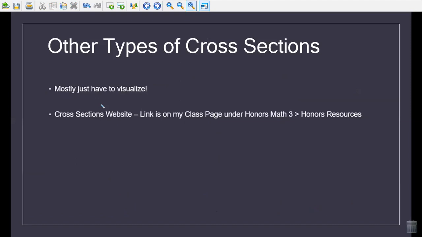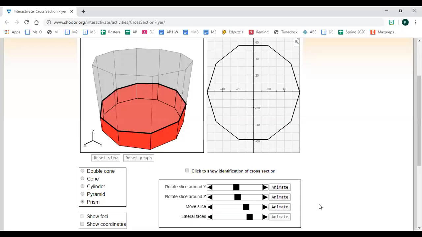All right, I have a cross sections website. If you go to my class page, there's a link under the Honors Math 3 and Honors Resources page. It just says cross sections website. It's a pretty cool website, and I'm going to share that with you now, that you can go to if you want to play around with it. It's just to help you visualize what these cross sections are going to look like.